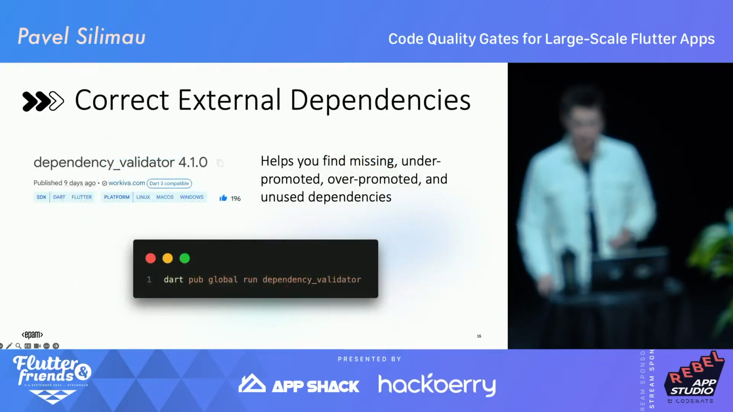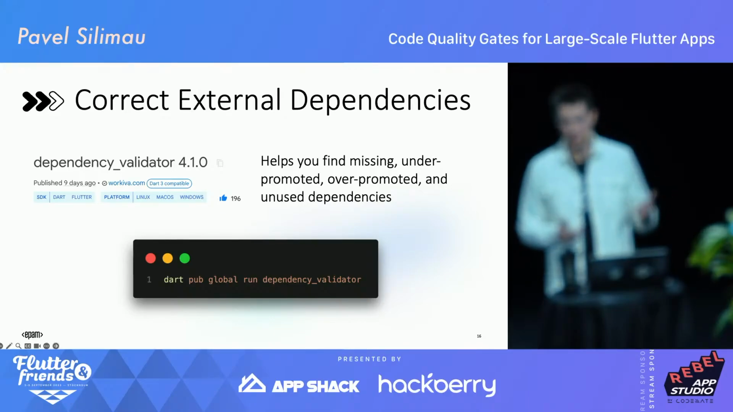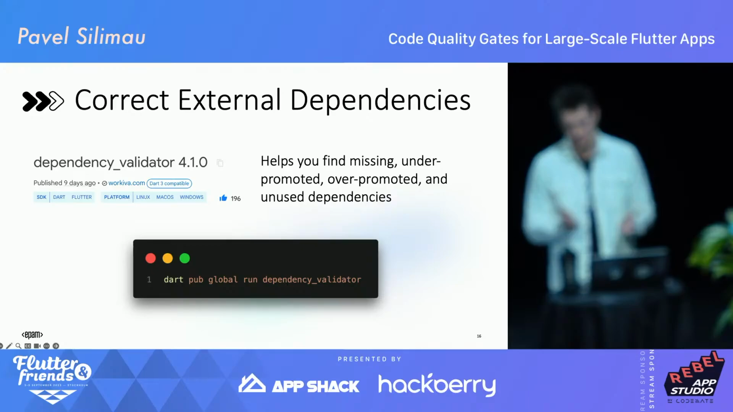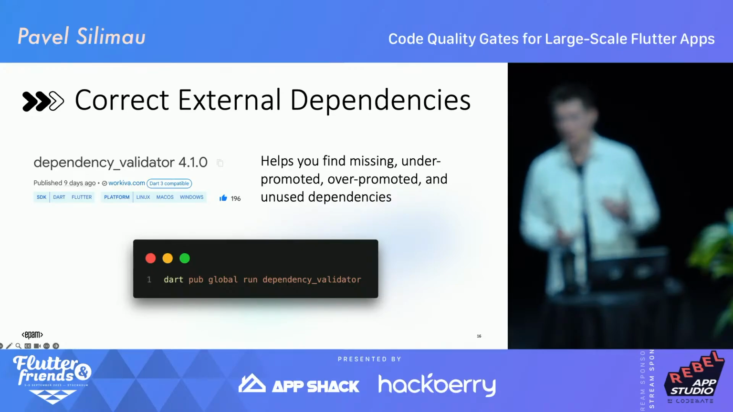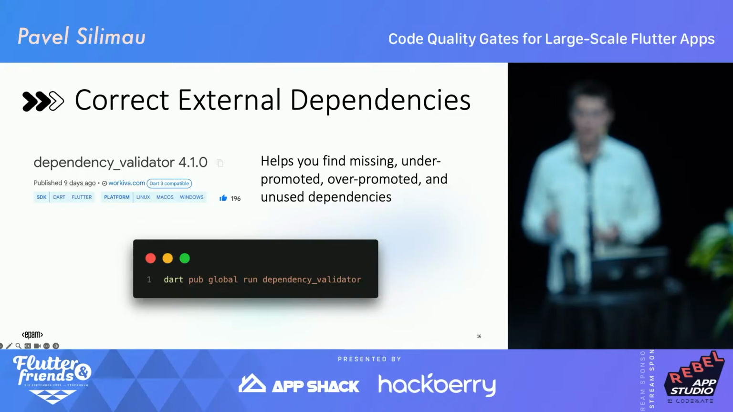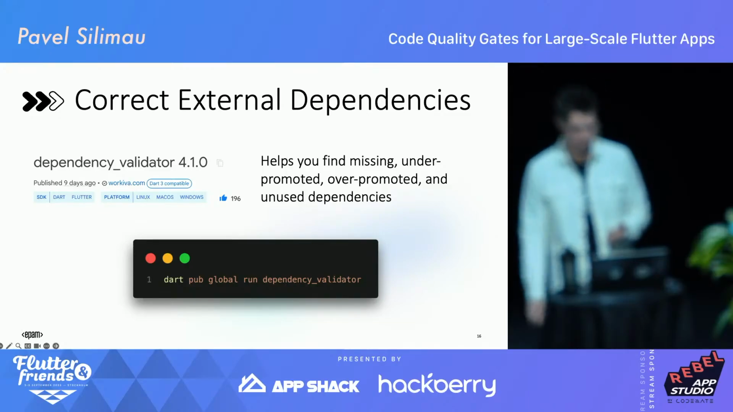Also be careful with how you deal with your external dependencies. Every Flutter application relies on some external packages or plugins from pub.dev, and Dependency Validator can easily spotlight those missing, under-promoted, over-promoted, or unused dependencies. So consider integrating this in your CI pipeline as well.